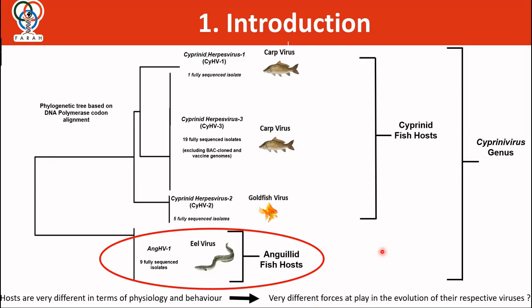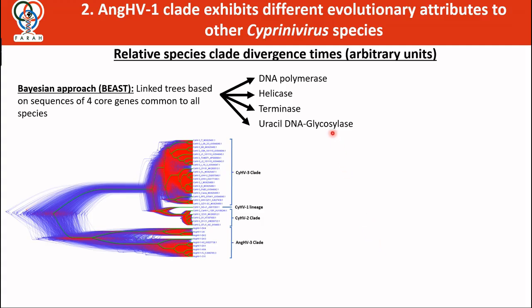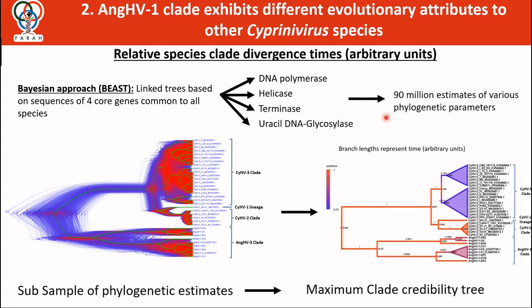So first of all, we looked at relative species clade divergence times. Using 4 core genes common to all of these viruses, we used a Bayesian approach to make many phylogenetic estimates and used a subsample of these to construct a maximum clade credibility tree with branch lengths representing time. And this indicated that anguillid herpesvirus 1 diverged earlier than the other species clades.